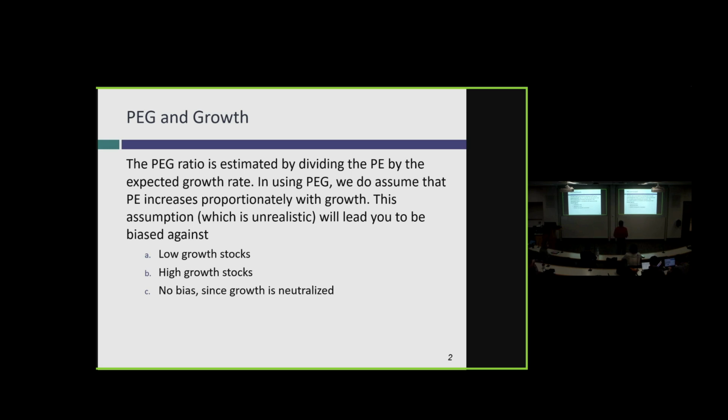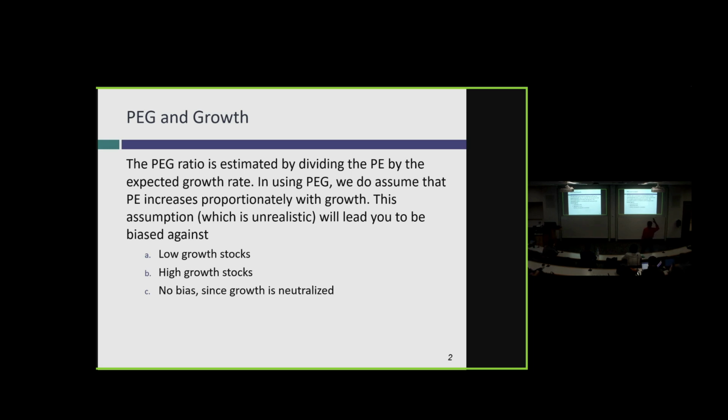So I want you to think about what this means for PEG ratios, purely on a mechanical basis. If you use PEG ratios to pick companies, which of the groups are you going to be biased against in terms of finding them undervalued? Low growth stocks, high growth stocks, or will there be no bias? So using PEG ratio, dividing PE by the growth, should it be low growth or high growth?